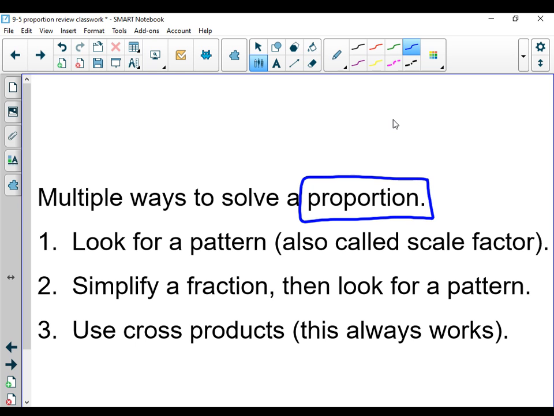You can also look for a scale factor. Like what if I said this? The scale factor is sometimes easier than your cross product. Because if you take 5 times 2, you get 10. 2 times 2 would be 4. Make sense so far?